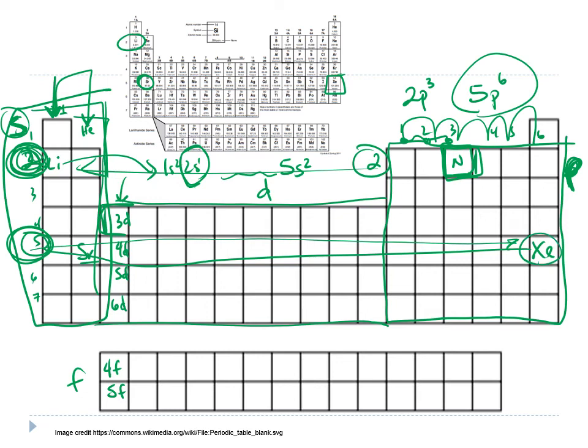Let's say that we want to look at zinc. Zinc is here. Zinc is going to end not in 4, but in 3 because of that weird overlappy thing. Zinc is going to end in 3d. 1, 2, 3, 4, 5, 6, 7, 8, 9, 10. 3d10 will be the last electron in zinc's electron configuration.